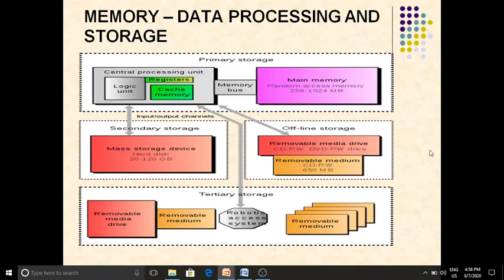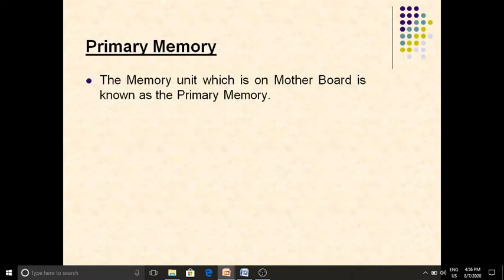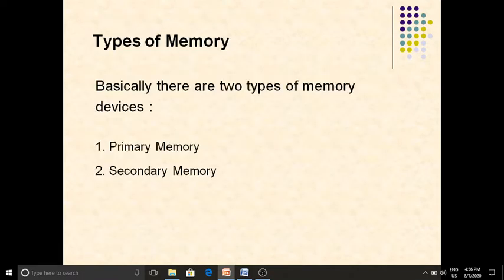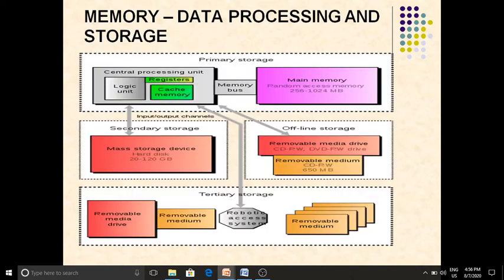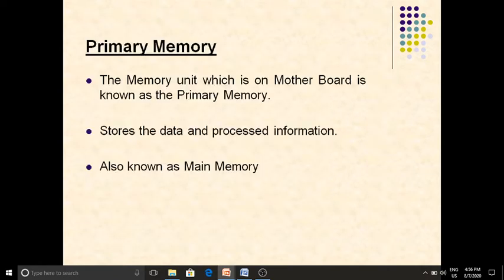Now let us move to the next slide. So we have seen the types of memories in a computer system. Next is primary memory. Let us understand first what primary memory is. The memory unit which is on the motherboard is known as primary memory.